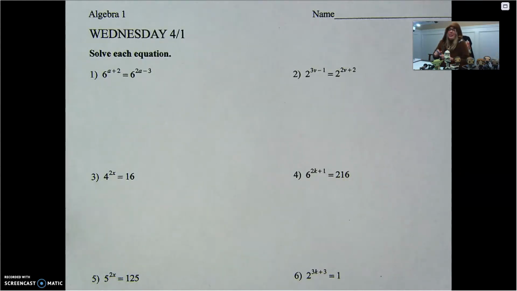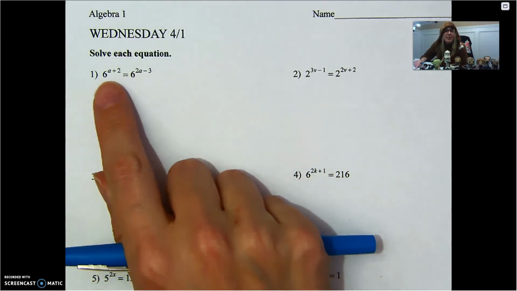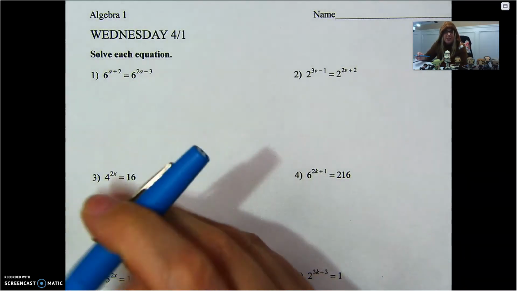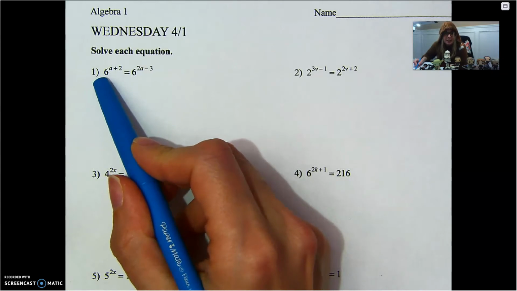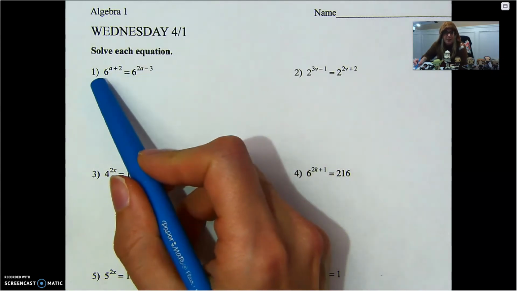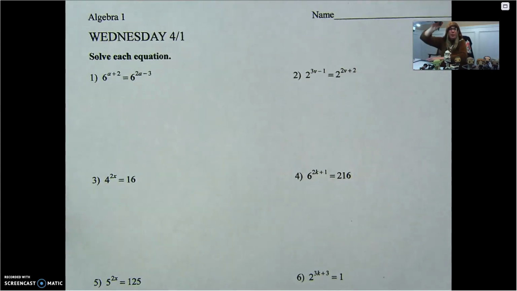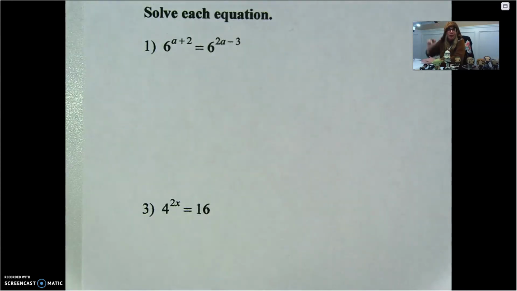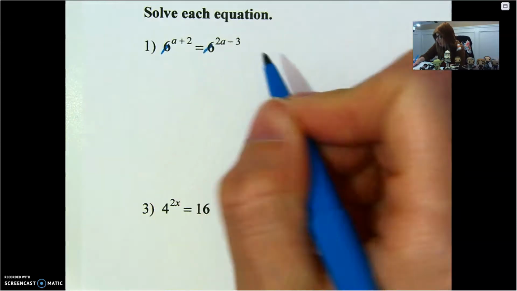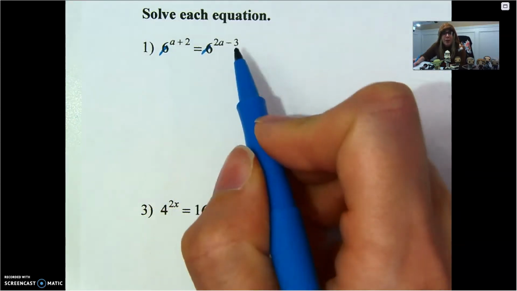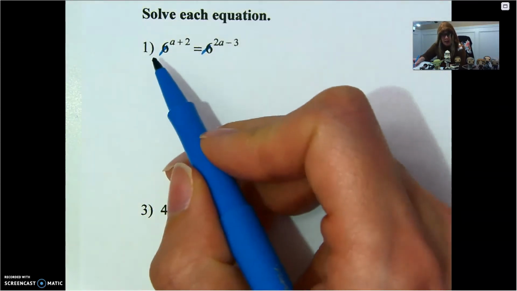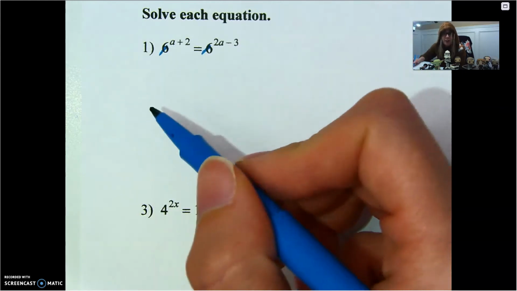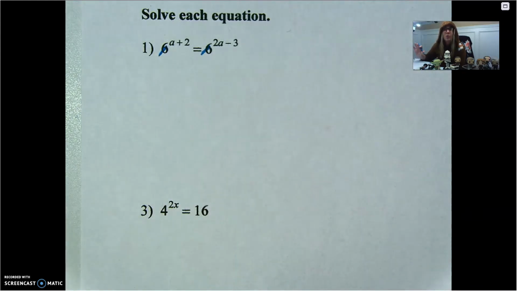So here's the deal. When it comes to solving these exponential functions, these bases have to be the same. Notice on number 1, they're both a base 6. So if it's both a base 6, then you can just ignore those and focus on the powers. When the bases are the same, cross it off. Totally ignore it. We don't need it.